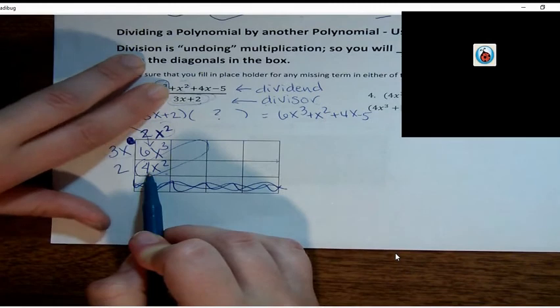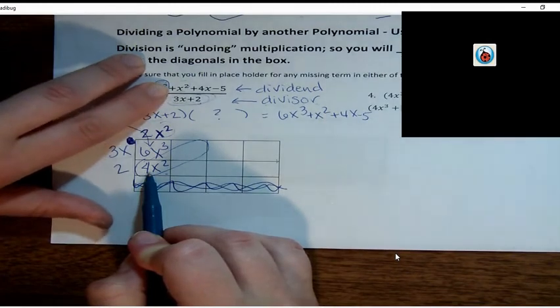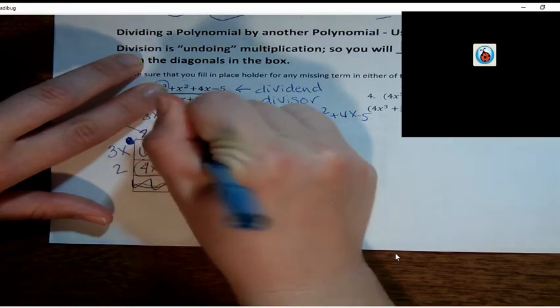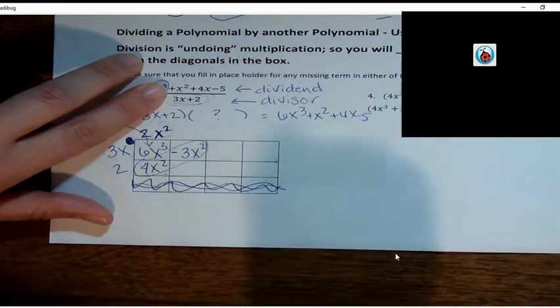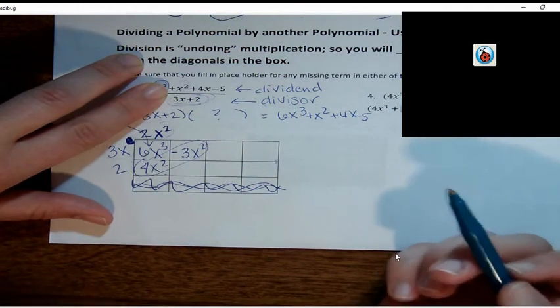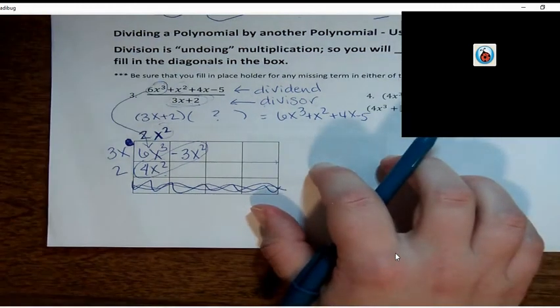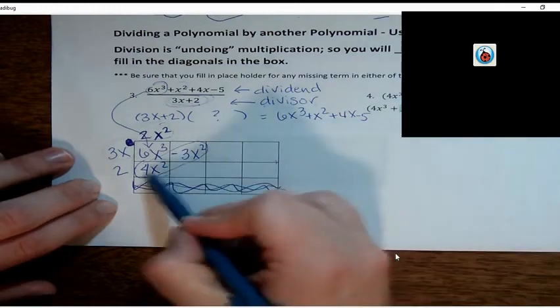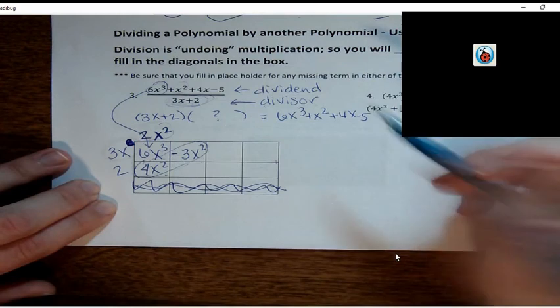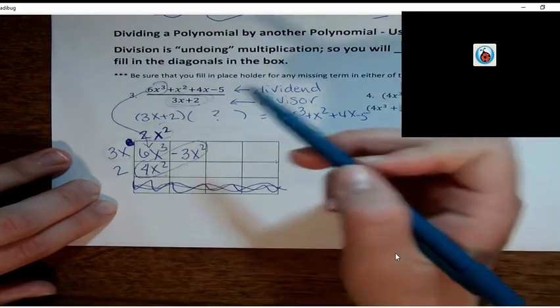When I add my diagonal here, I need to get my x squared, but I have 4x squared. In order to only have one positive x squared, I have to subtract 3x squared. So that's going to be on my diagonal right there. So when I combine these two, now I do get my x squared that I had right there.